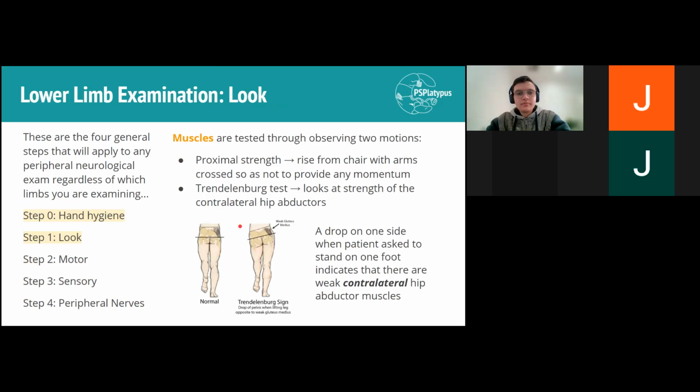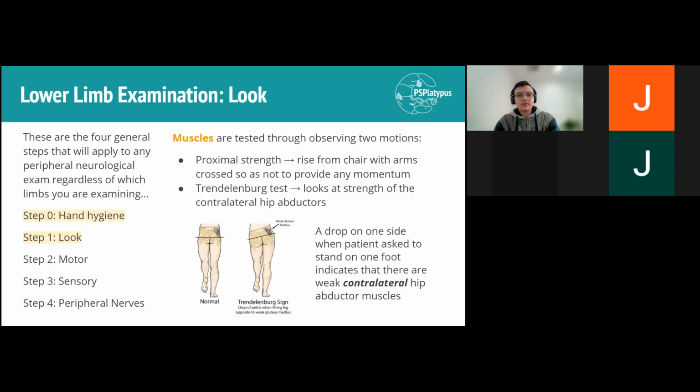Okay. And then lower limb is a bit easier. The looking part, there's a bit more to do. So with muscles, you want to look for proximal strength. So get them to have their hands across like this, basically hug themselves, and then rise up from the chair. This is the reason why we do this: if we get them to just stand up normally, they can use the weight or the momentum of their arms to push themselves forward, which is not what we want. We want to test whether the proximal muscles in the hip are working properly to allow them to stand up. It's a very simple one.